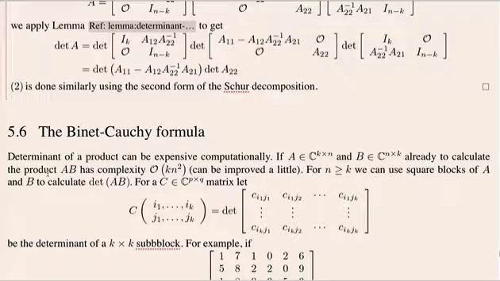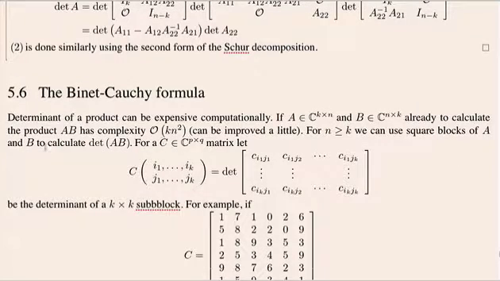This is about the determinant of a product, which can be expensive computationally. If you have a matrix A which is k by n, and a matrix B which is n by k, then already calculating the product AB has a complexity of k times n squared, although it can be improved a little bit. But the natural way to calculate it, especially on paper, is this straightforward calculation that ends up with order k times n squared operations.